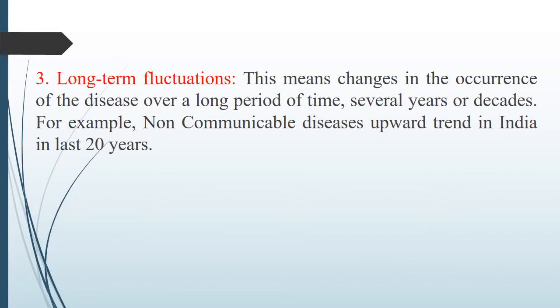Next is long-term fluctuation. This means changes in the occurrence of the disease over a long period of time, several years or decades. For example, non-communicable disease has an upward trend in India in the last 20 years. Non-communicable diseases like cardiac disease or diabetes mellitus or hypertension are present. Upward trend means this is more in India for the past 20 years. So this is long-term fluctuation.